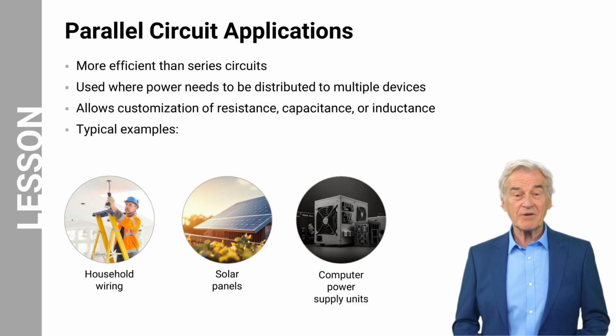Parallel circuits offer greater efficiency compared to series circuits and are particularly advantageous in scenarios where power needs to be distributed to multiple devices. By providing multiple paths for current flow, parallel circuits ensure that each device receives the necessary power without affecting others, resulting in efficient operation and optimal performance of the entire system. Additionally, the parallel configuration allows for customization of parameters such as resistance, capacitance, or inductance for individual components, facilitating tailored design and functionality. Typical examples of parallel circuits include household wiring, solar panel wiring, computer power supply units, etc.